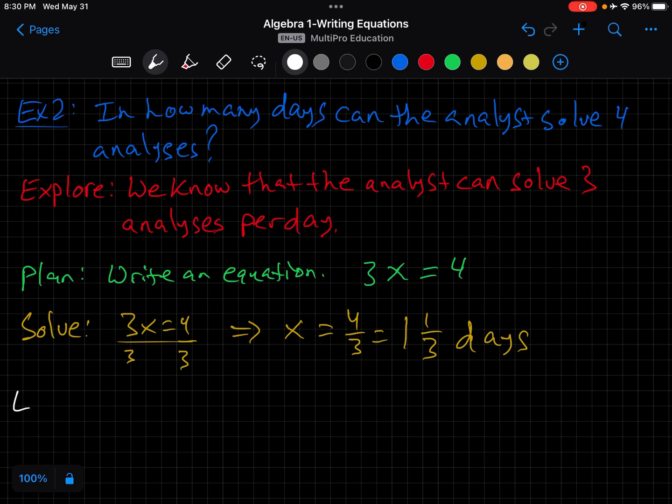Now let's do the next step. We want to examine the results. See if this makes sense. So if we take 4 times 1/3, so we have 4 analyses and it takes 1/3 of a day to do 1. We know then that that is 4/3, which equals 1 1/3. So I think it checks out. I think our results make sense. What do you think?